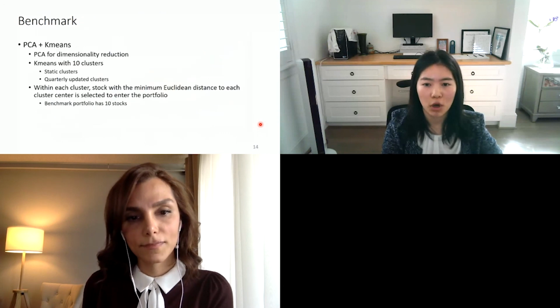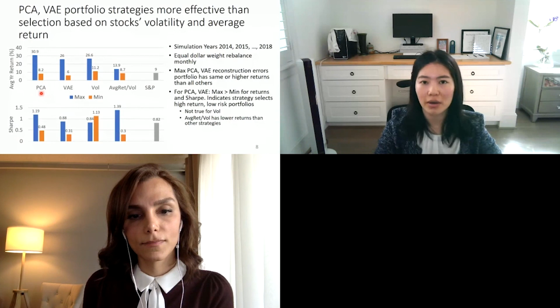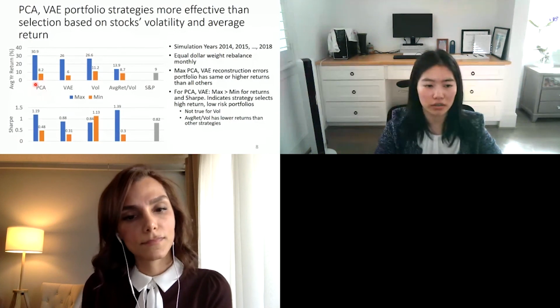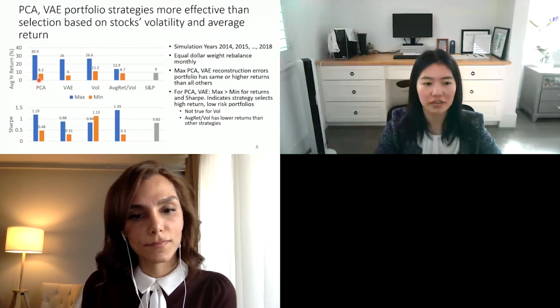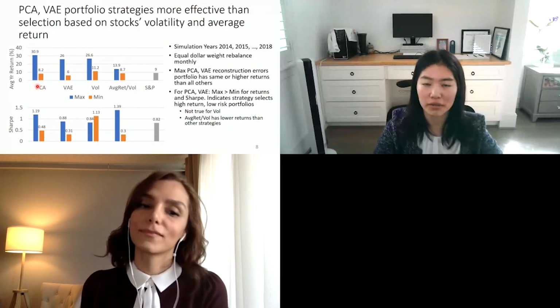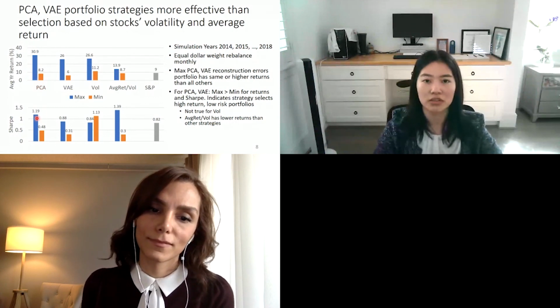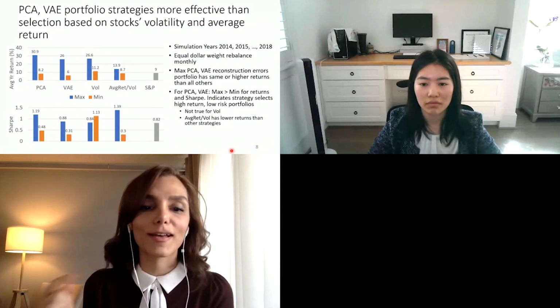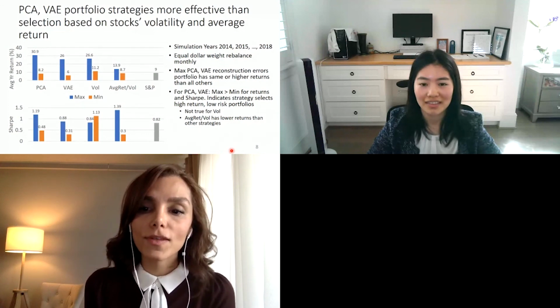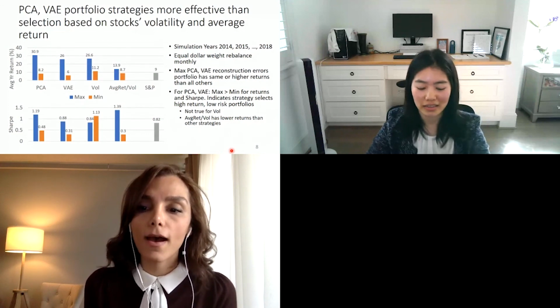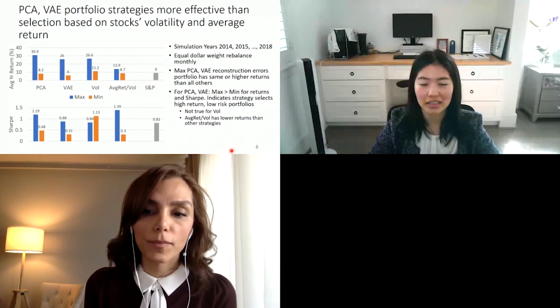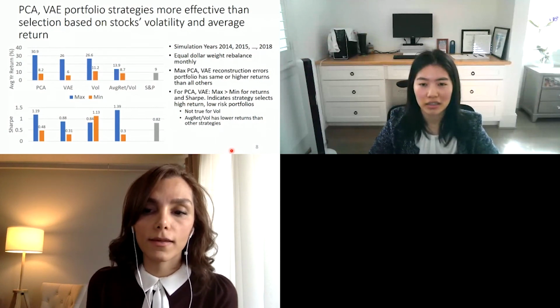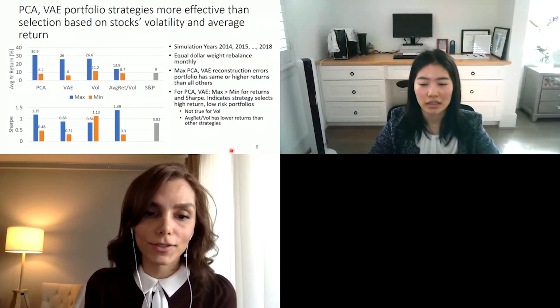I think in both cases that we did try, we still saw something like this. We still saw that the max reconstruction error did better than the min for returns and Sharpe for PCA and VAE. Great. I thought that was the last question, but we have another question. Could you elaborate on the evaluated performance of the autoencoder architecture that you've used?